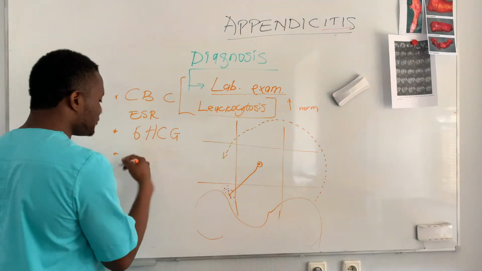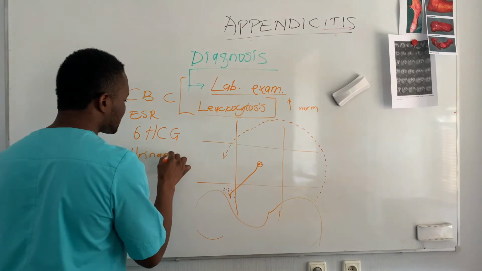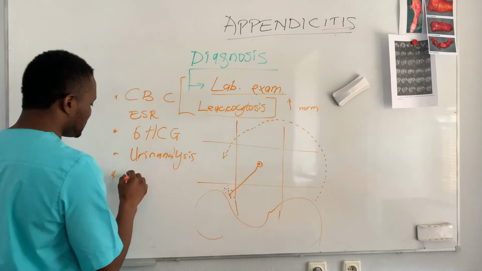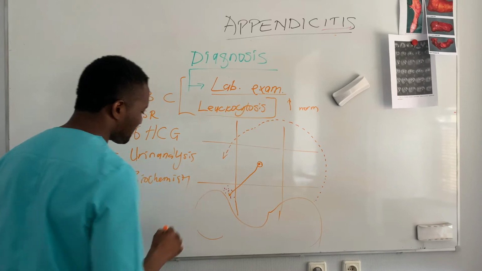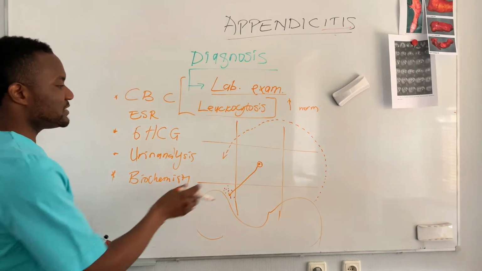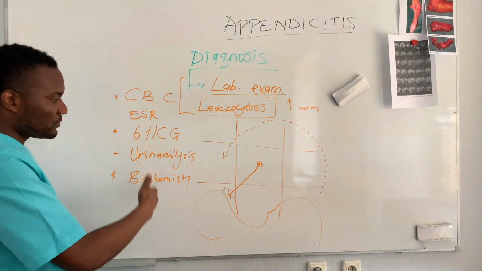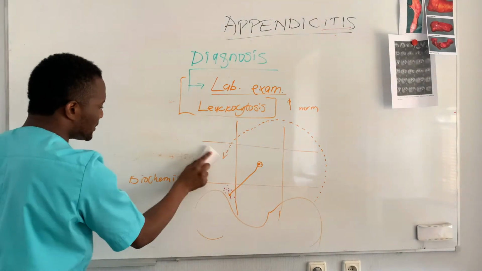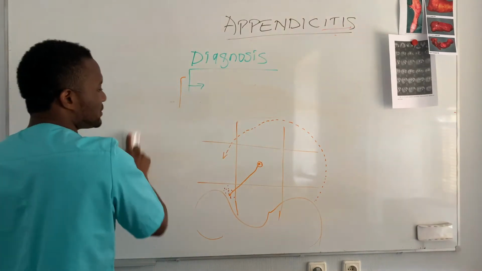If you have time and resources, you can go ahead to order urine analysis. If you have, you can also order liver biochemistry to rule out other causes of abdominal pain that might mimic appendicitis. Once you're done with all this, we will talk about imaging. Lab exam, and next will be imaging.